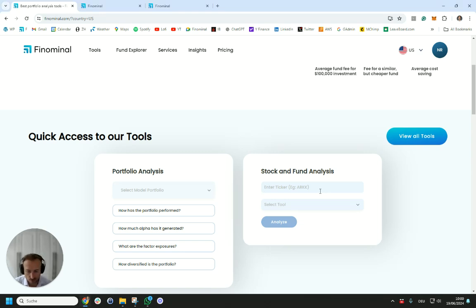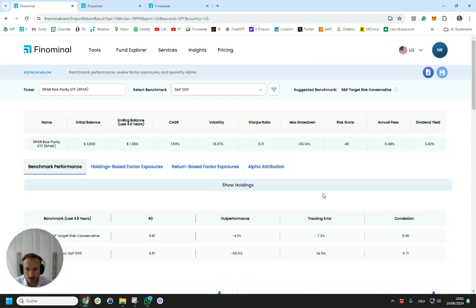So let's have a quick look in terms of how well this asset allocation has done. And the first thing we're going to do is a benchmarking exercise. So our alpha analyzer tool is suggesting the S&P target risk conservative index as the appropriate benchmark, which is kind of like a 60-40 version that allocates to bonds and equities.